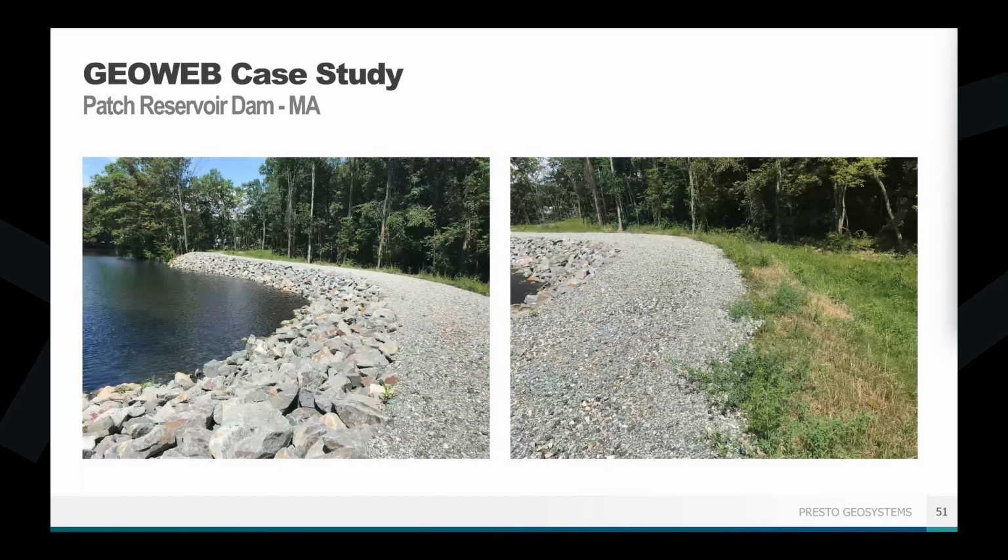And then the other area I had mentioned that the GEOWEB was placed along the roadway. And so this roadway was completely rebuilt to be able to support maintenance vehicles and emergency vehicles to the site. And because the access road was in the overtopping area, the GEOWEB system was used to help stabilize the stone and prevent washout during those flood events.